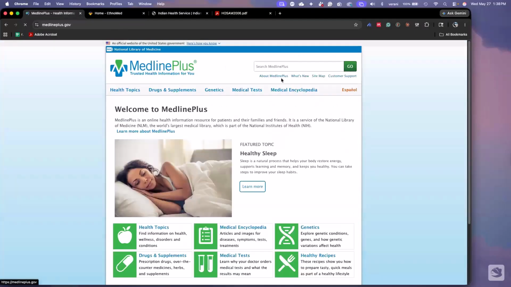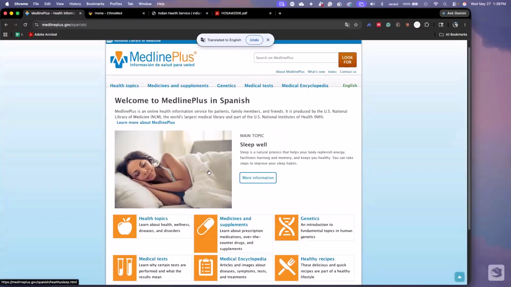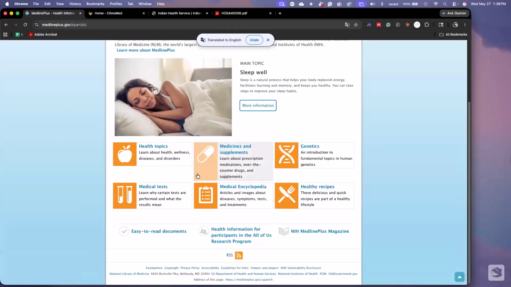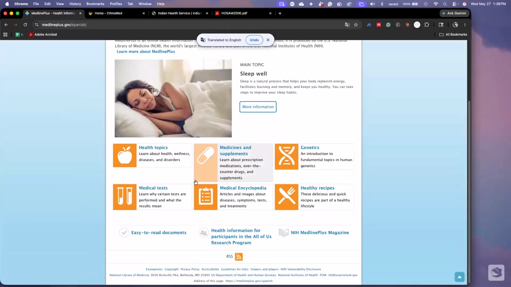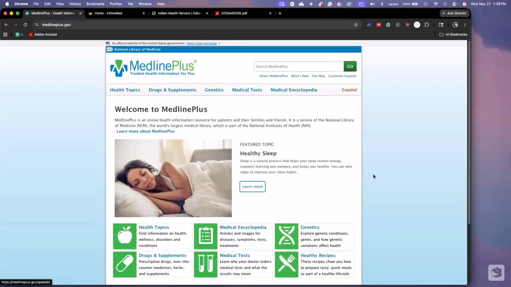But the other fun thing is if you click Español for Spanish, it'll quickly convert everything on the web page to Spanish. Same functionality, same usability, so that folks can quickly do that. And when you're done with it, you just hit English and it takes you right back. So a really great resource here. And it also does drug supplements and things of that nature, but we do have other trainings for that as well.